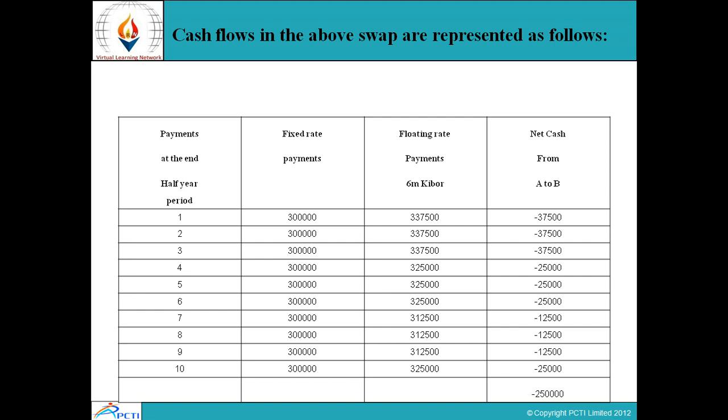So net cash from A to B is minus 37,500 first, minus 37,500 second, minus 37,500 third, minus 25,000 fourth, minus 25,000 fifth, minus 25,000 sixth. Then 12,500 for seventh, 12,500 for eighth, 12,500 for ninth, and 25,000 for tenth, and the total payment will be 2,50,000.